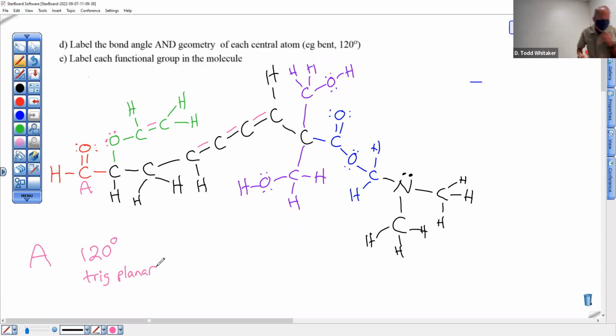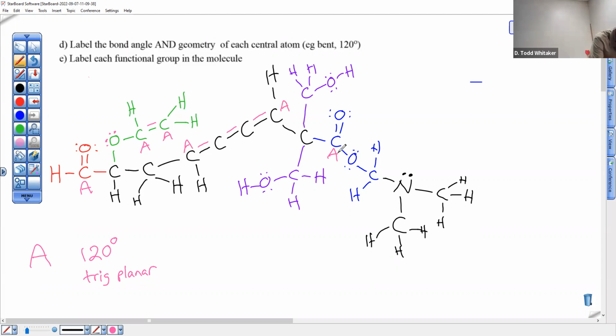And let's go hunt down all the trigonal planar atoms. There's a bunch, aren't there? The C double C's all get the label A. Not the next C. I think I got all the A's. I did.